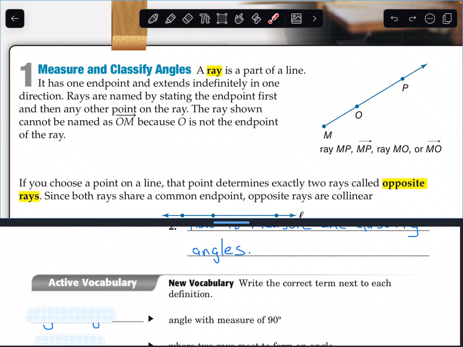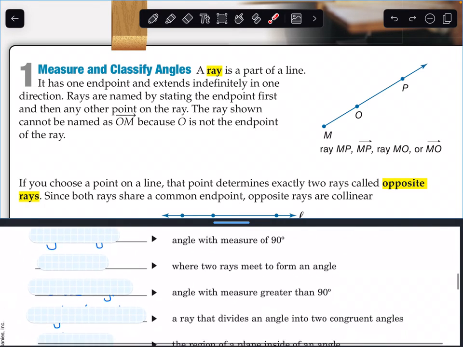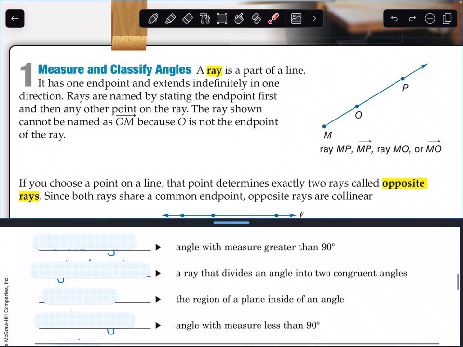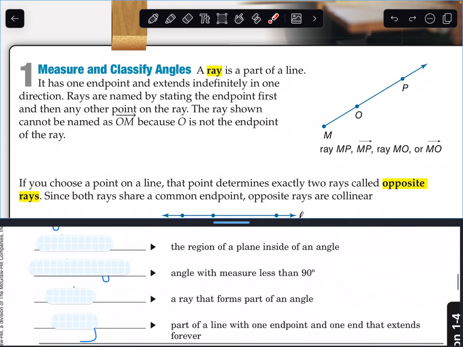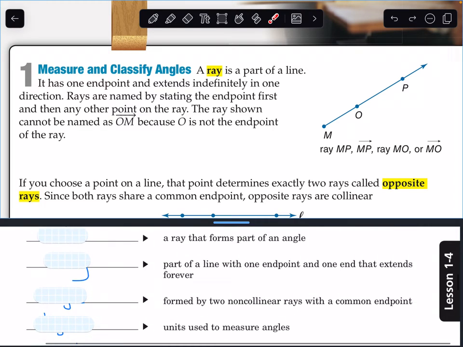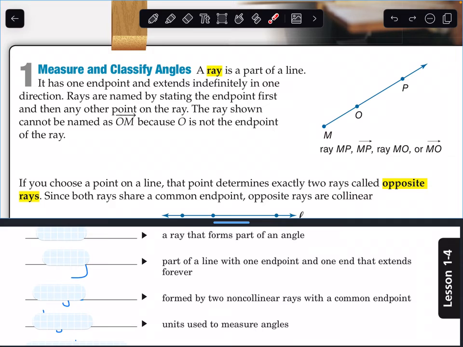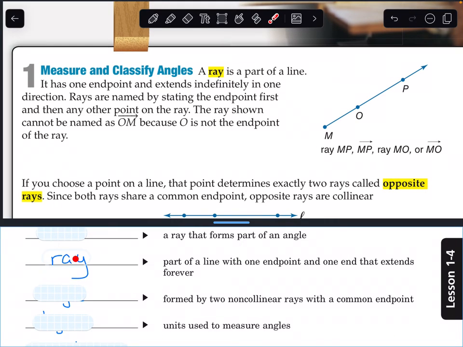Ray, one endpoint extends indefinitely. Let's see if we can find that. Two rays, angle with measure, ray that divides, region, angle. Part of a line with one endpoint and one end that extends forever. Ray.